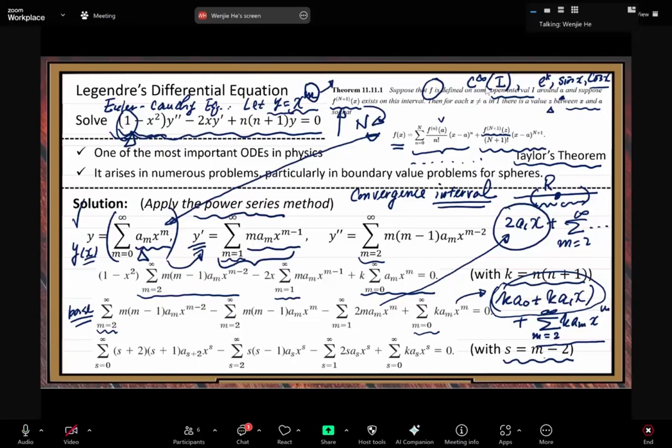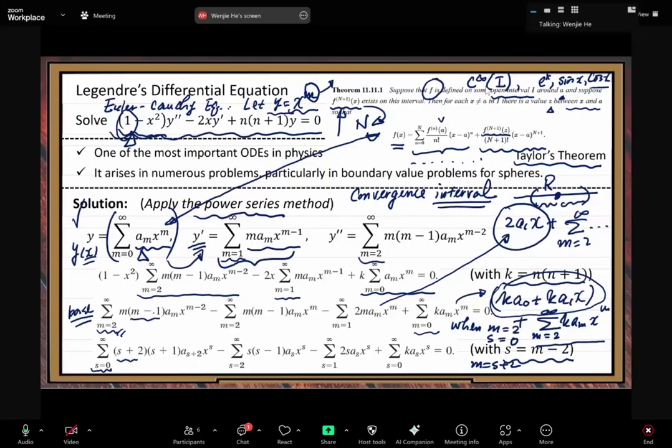So s equals n minus 2, the substitution. When m equals 2, s equals 0, right? First, let's look at the starting point. m equals 2 is the same as s equals 0. So that's easy. Then m equals s plus 2. So we replace the original m by s plus 2.